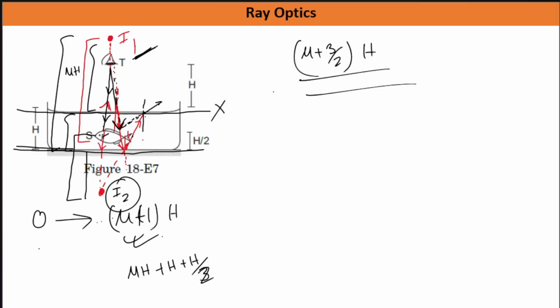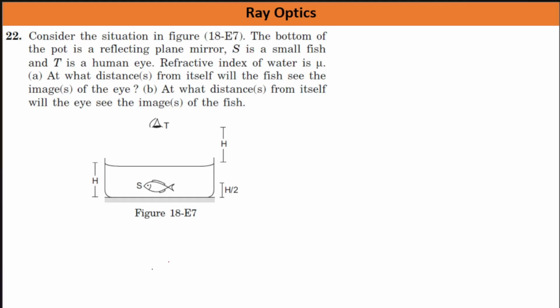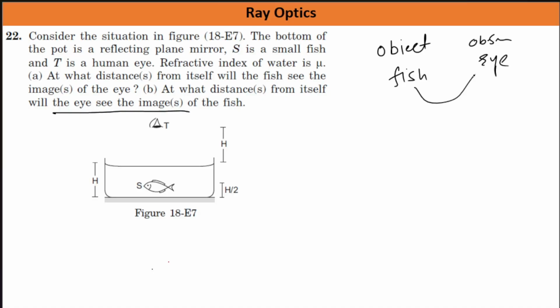So this is this. Now see, what was the second question saying? It had a B portion too, right? So what does the B portion say? At what distance from itself will the eye see the images of the fish? Now see, whose image is being seen? Of the fish. So the object is what? The object is the fish. And the observer is who? The observer is the human eye. So light will travel from object to observer.